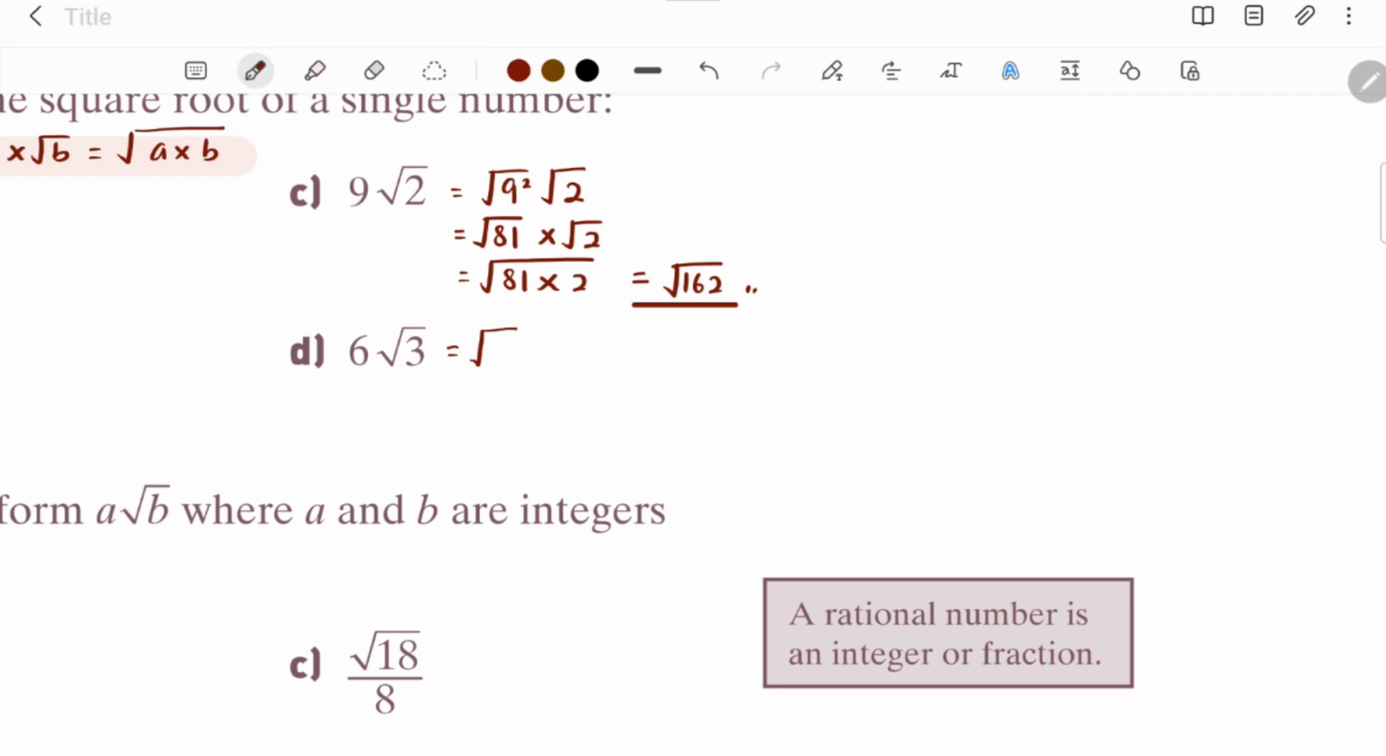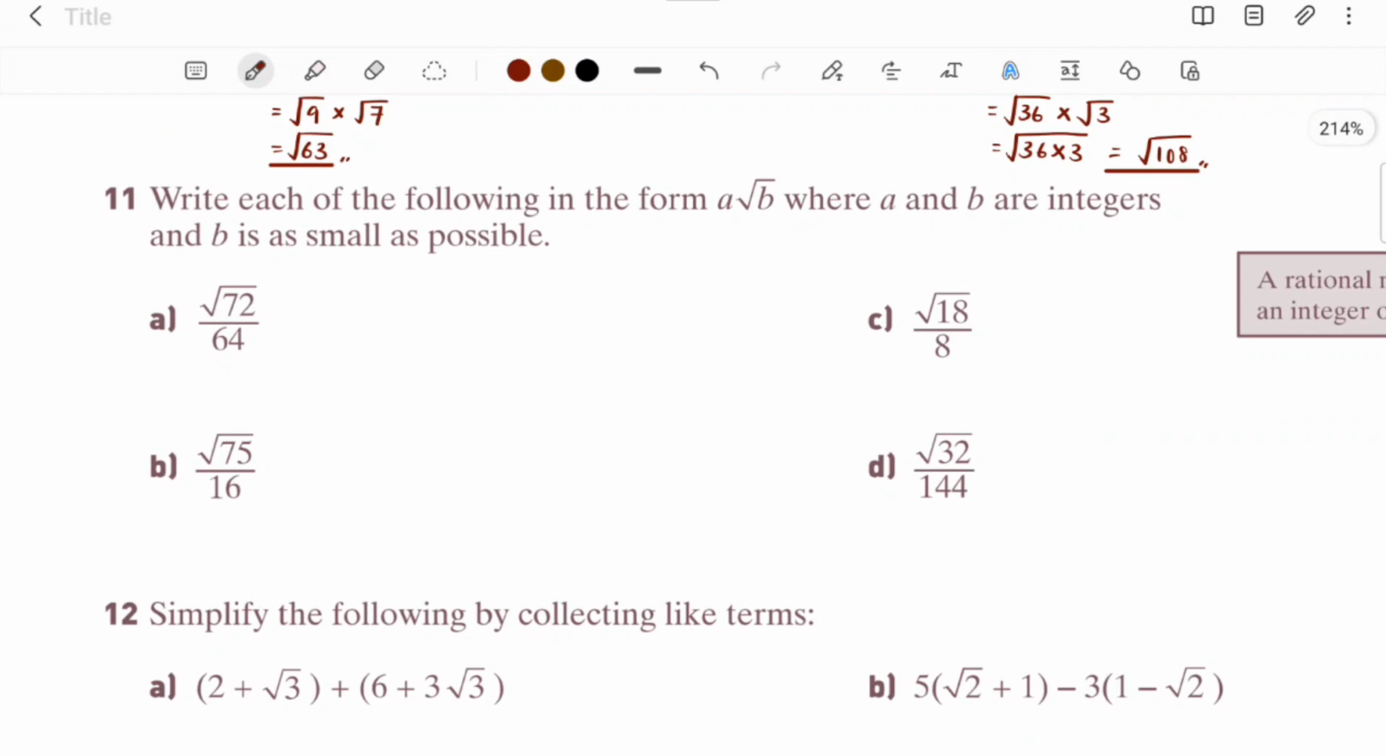Surd 6 squared, multiply with Surd 3, and then Surd 36 times Surd 3. 36 times 3 you should get 108 as your final answer. Okay.